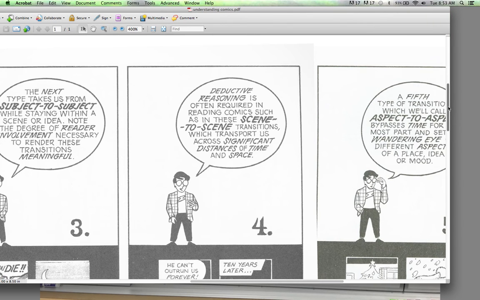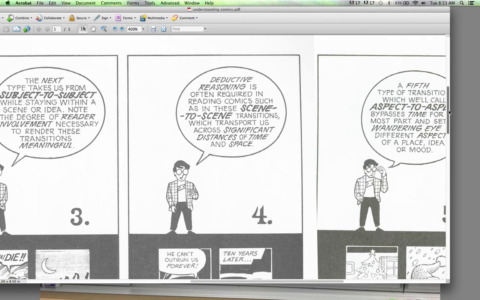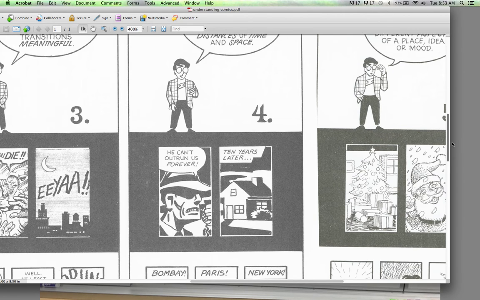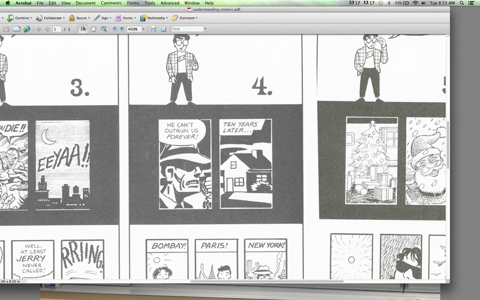Scene to scene transports us across significant distances of time and space. Okay, and it involves more reader involvement. So 2 panels. We see this guy that looks like a detective or a cop saying he can't outrun us forever. Second panel, 10 years later. So what do we learn from this? What's the story? Well, the story is this detective is saying, I'm after this guy. He can't outrun us forever. The indicator here is forever. This is a time indicator. We have time here, 10 years later.